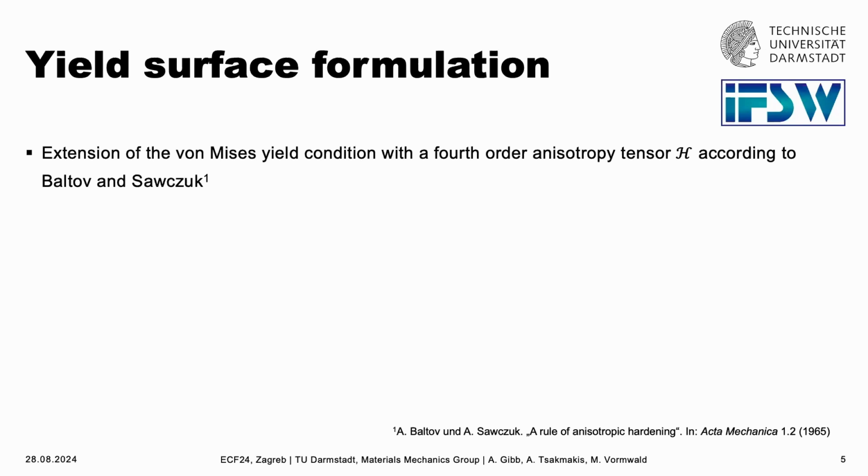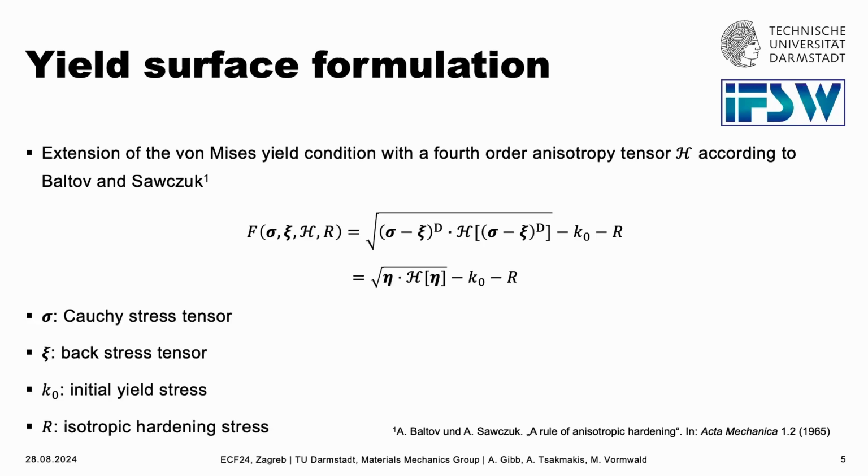So the idea is pretty simple and was already proposed in the 60s by Baltov and Savtsuk, where they introduced a fourth order anisotropy tensor into a von Mises yield condition. You can see here the von Mises yield condition for the stress. We have our back stress, and we have this new anisotropy tensor H. This is the initial yield and our isotropic hardening.